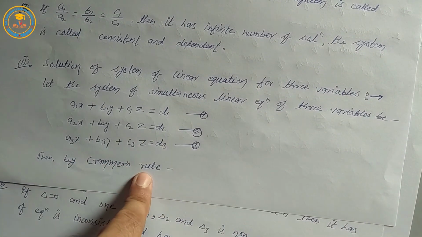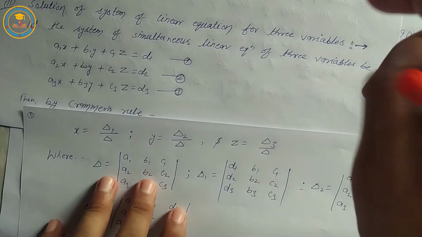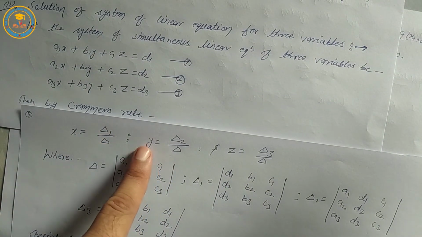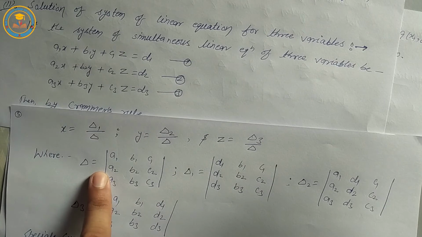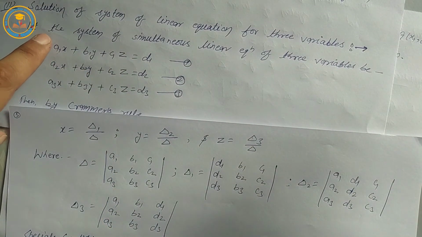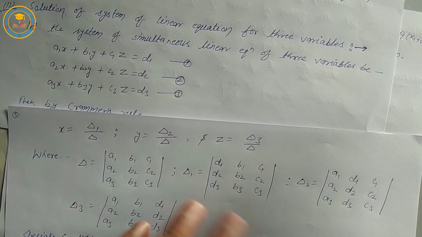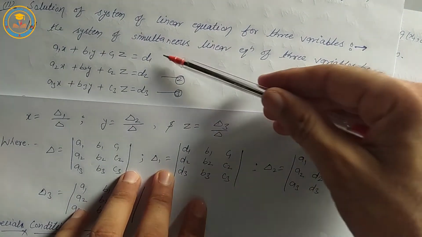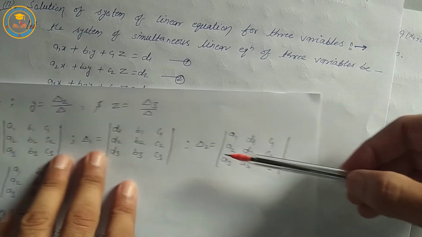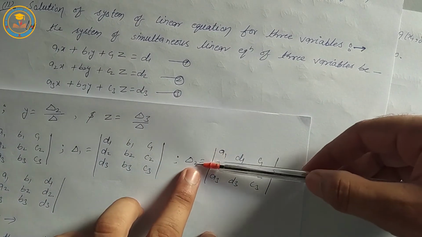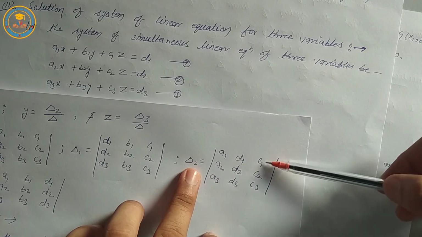Then by Cramer's rule, the value of x is equal to del 1 upon del, the value of y is equal to del 2 upon del, and the value of z is equal to del 3 upon del, where del is the determinant of the coefficients: column of x a1 a2 a3, column of y b1 b2 b3, column of z c1 c2 c3. Del 1 has the constant terms d1 d2 d3 in place of the x column, with the y column b1 b2 b3 and z column c1 c2 c3. Del 2 has the constant terms d1 d2 d3 in the second column, with the first column of coefficients of x and the third column of coefficients of z.